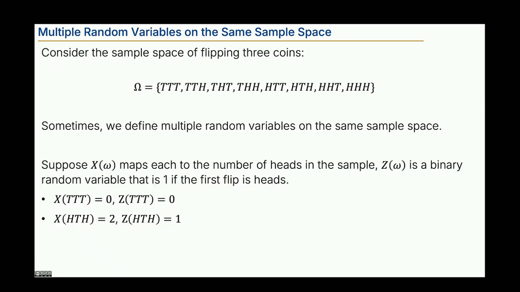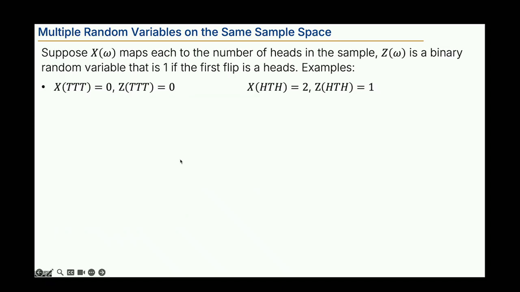And so here's one of those possibilities is x and another is z. Okay. So let's say x maps each sample to the number of heads in the sample, and z is the binary indicator for whether or not the first flip is heads. Some examples would be if I have tail, tail, tails. How many heads are there? 0. Is the first one heads? No. That's why there's 0 and 0. Okay, this one's 2 because there's 2 heads, and this is 1 because the first flip is heads.